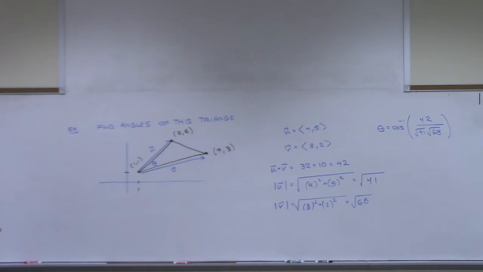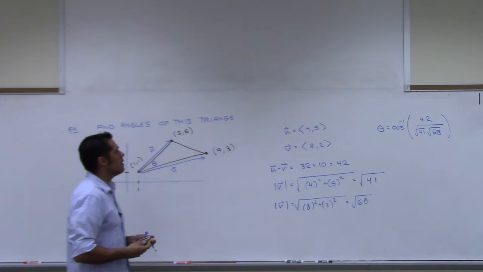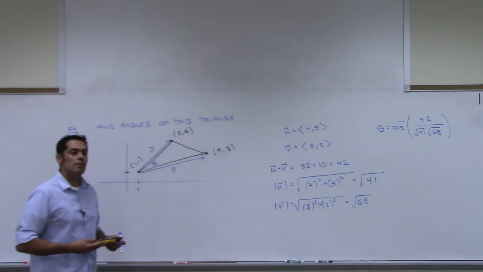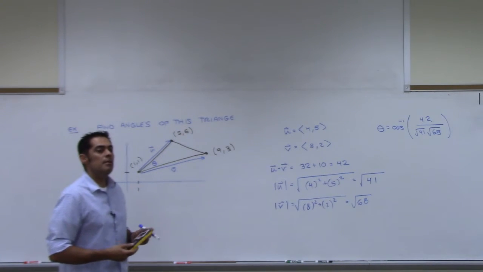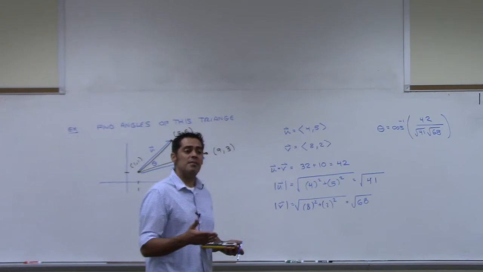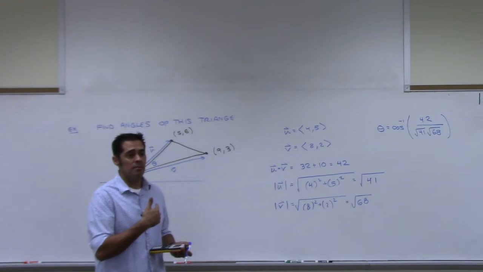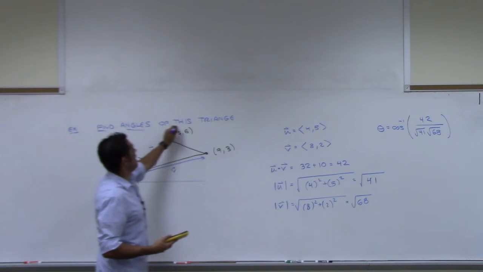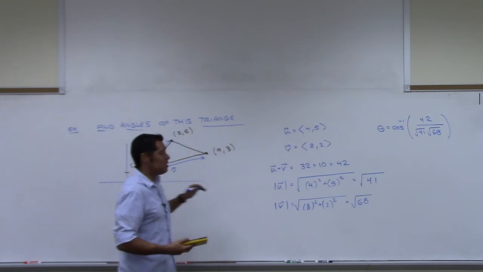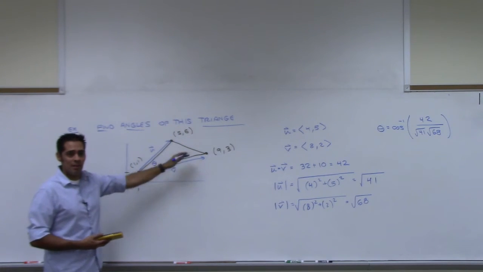But do we really have to do that? Like the magnitude? We know the dot product is 42. It's not 0, but all that tells us is that this is not a right triangle. The instructions are to find all the angles of this triangle. So I actually want to recover every single angle in this triangle.